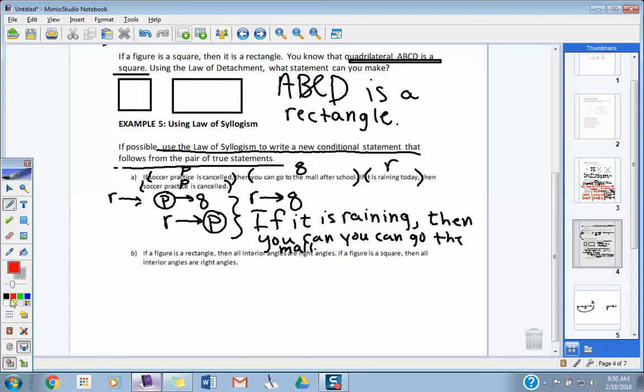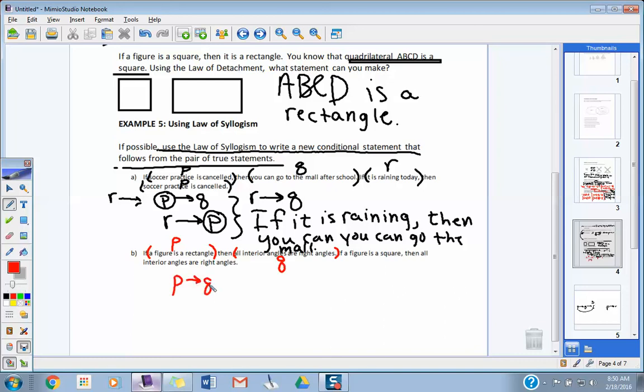It says if a figure is a rectangle. So I'm going to set it up the same way. If a figure is a rectangle. So a figure is a rectangle. What letter do you think I'm going to call that first? P. Then all interior angles are right angles. What do you think I'm going to call that? Q. So the first sentence, P implies Q, right?